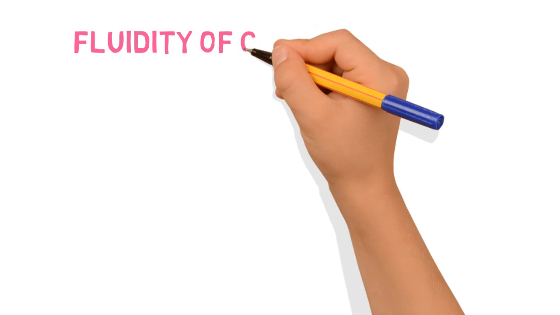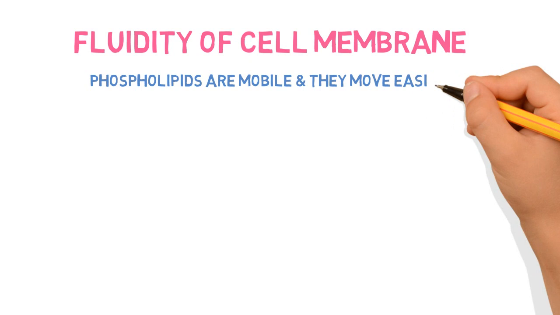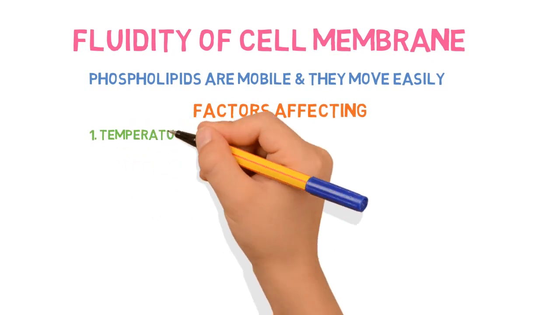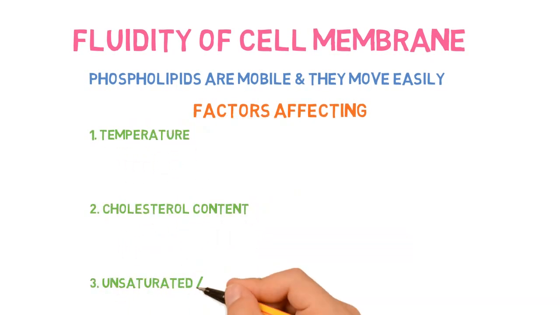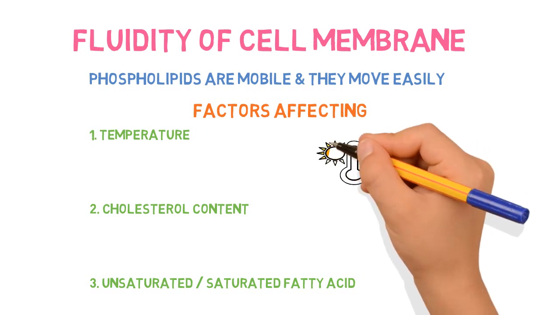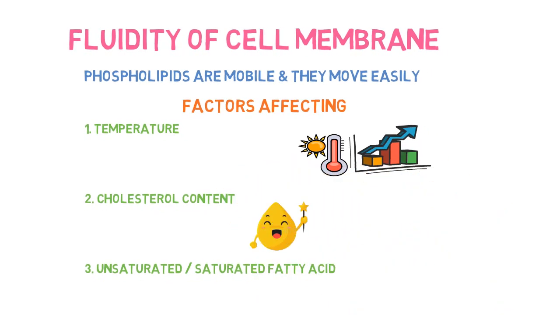One of the properties of a cell membrane is its fluidity, which means that phospholipids present in a cell membrane are mobile and they move easily. The factors that affect the fluidity of a cell membrane are temperature, cholesterol content, and the presence of unsaturated and saturated fatty acids. Temperature is directly proportional to the fluidity of the cell membrane. Increasing the temperature will increase the fluidity. Increased cholesterol content will decrease the fluidity of a cell membrane. Number 3, the more unsaturated fatty acids are present in a cell membrane, the more will be its fluidity.